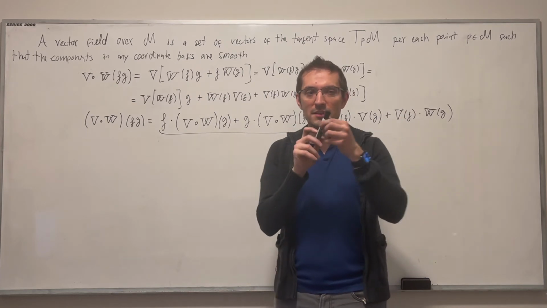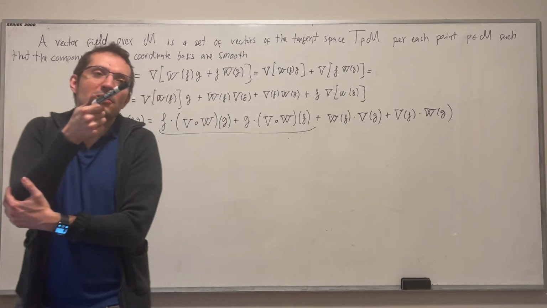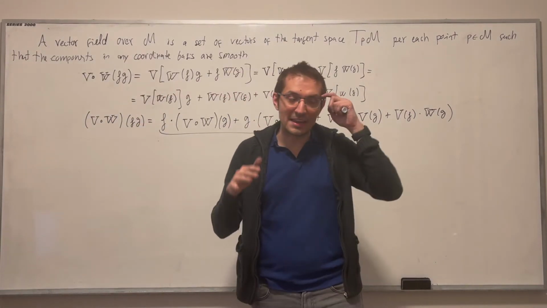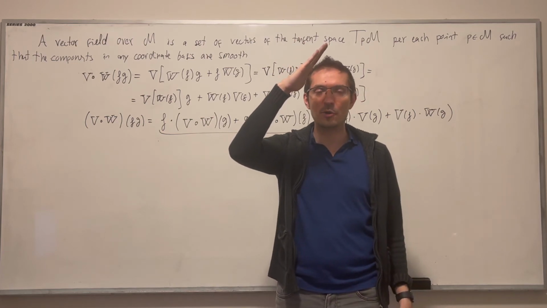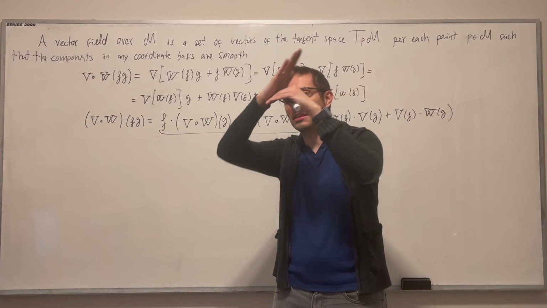So the electric field in this room, you have a vector at every point in the room, and as you move, the vector changes because the electric field changes, but it changes in a smooth way. That's kind of the idea. So I get an element of the tangent vector space at every point in the manifold. So the tangent vector space at every point is a different tangent vector space as I move.